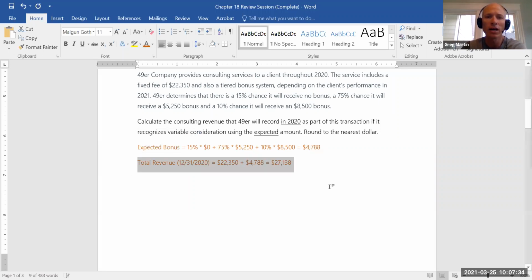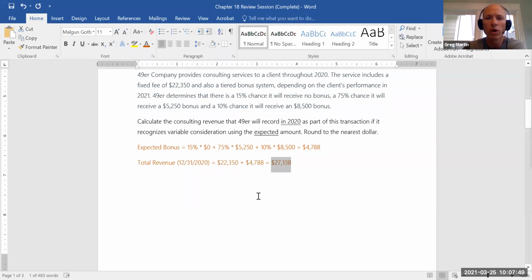So then we add that expected amount to the fixed fee, and as of 12/31/2020, we would record $27,138 in revenue. So that is what we recorded in 2020.